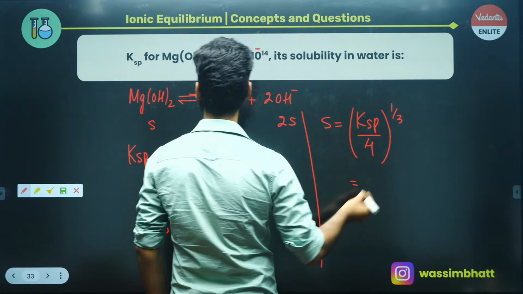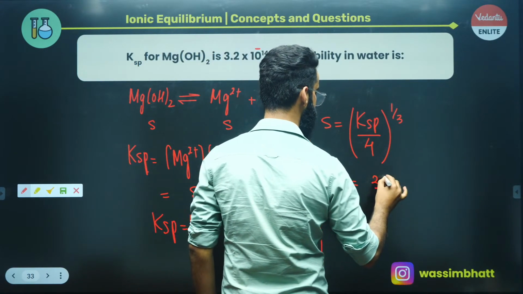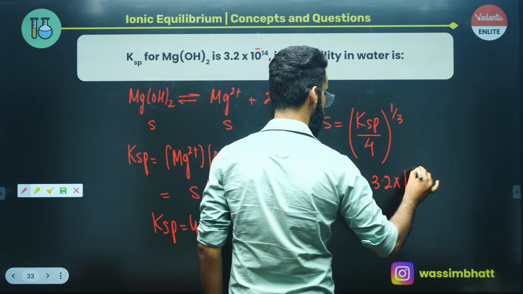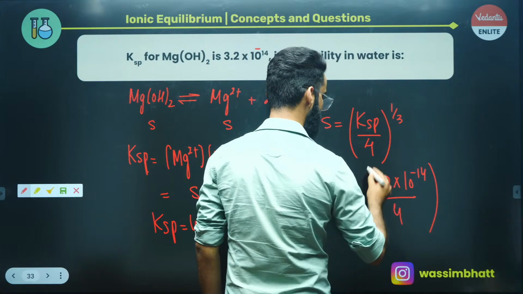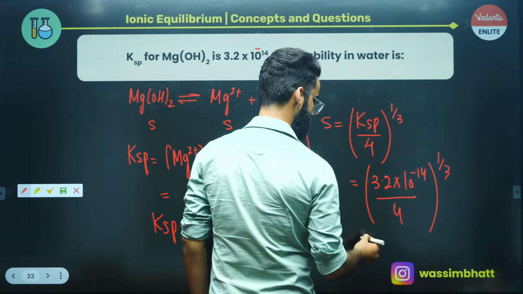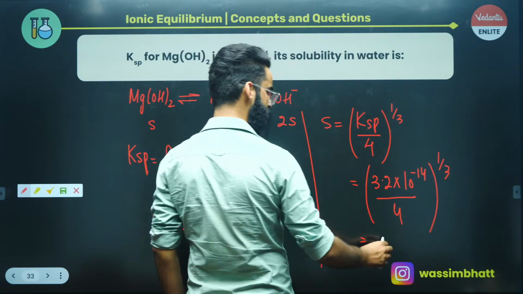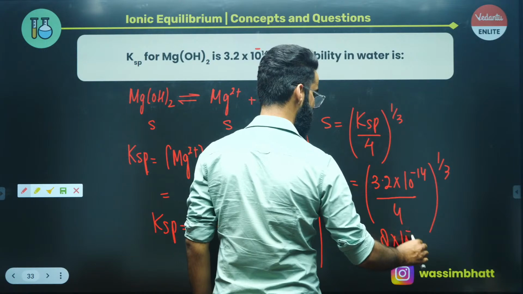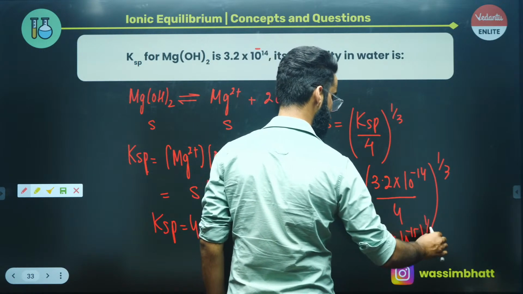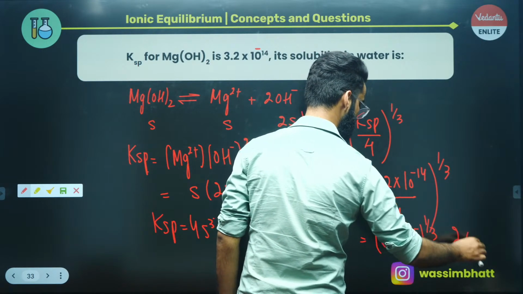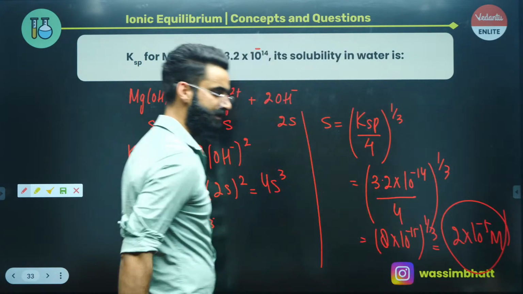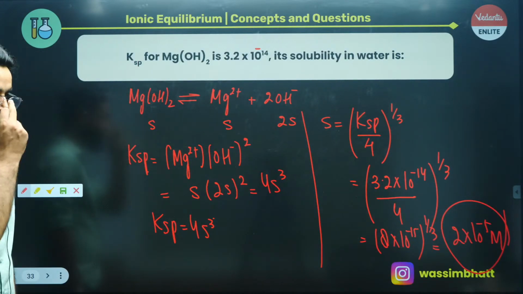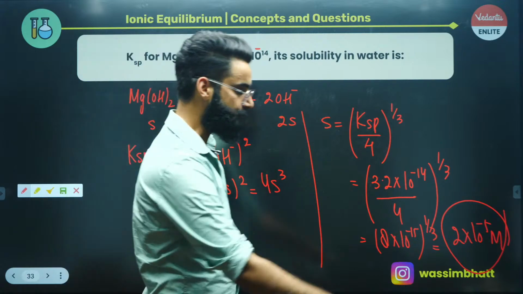So Ksp is basically 3.2 into 10 raised to the power minus 14, divided by 4, whole raised to the power 1 by 3. So it's going to be 0.8 into 10 raised to the power minus 14, or you can write 8 into 10 raised to the power minus 15, raised to the power 1 by 3. The value comes out to be 2 into 10 raised to the power minus 5 molar. This is the solubility in water which you were supposed to calculate. That's all, right? Isn't it simple, my dear people?